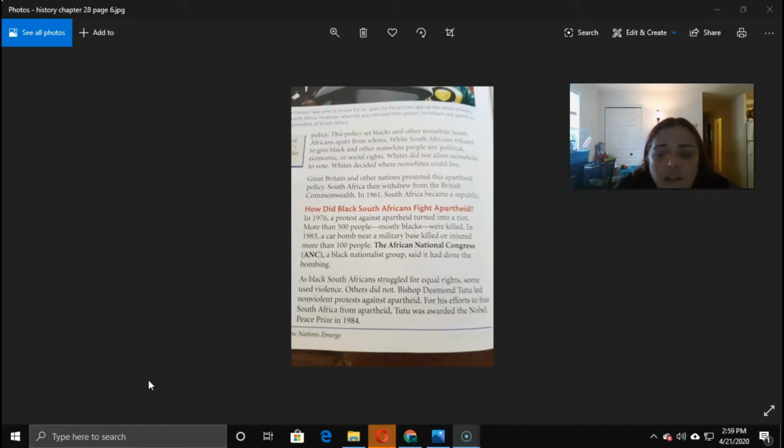Great Britain and other nations protested this apartheid policy. South Africa then withdrew from the British Commonwealth. In 1961, South Africa became a republic.